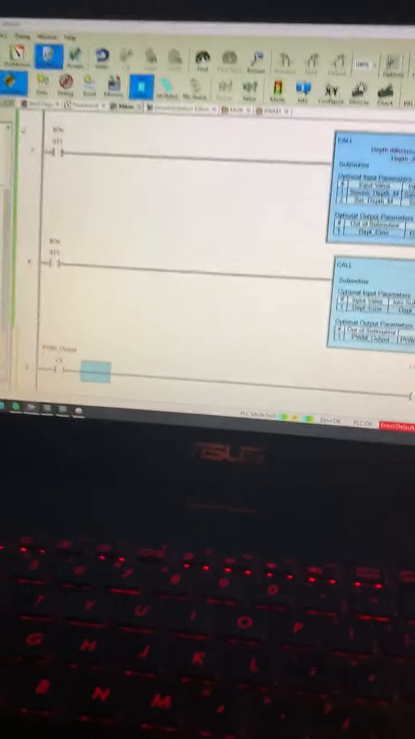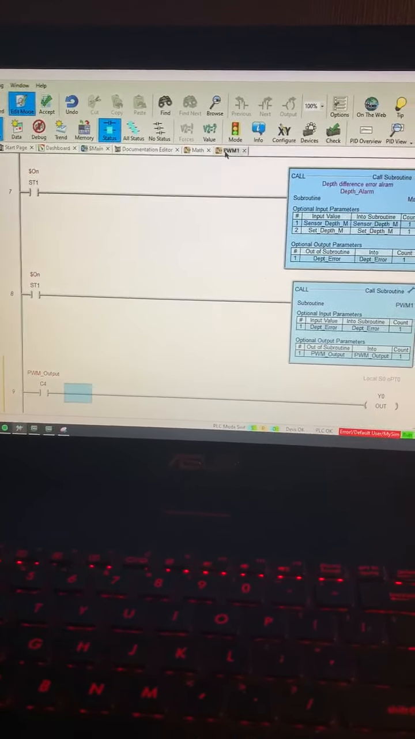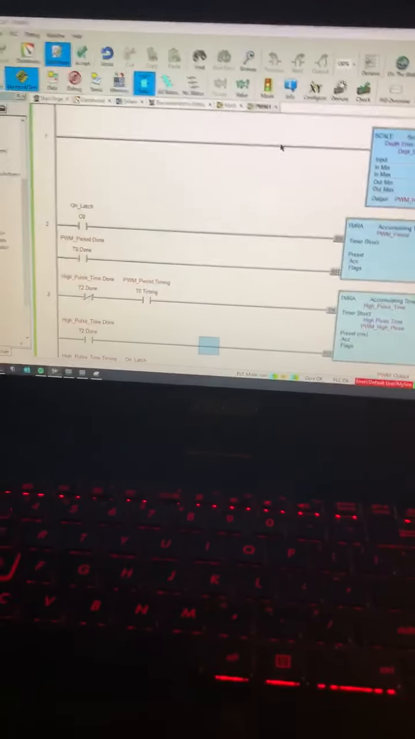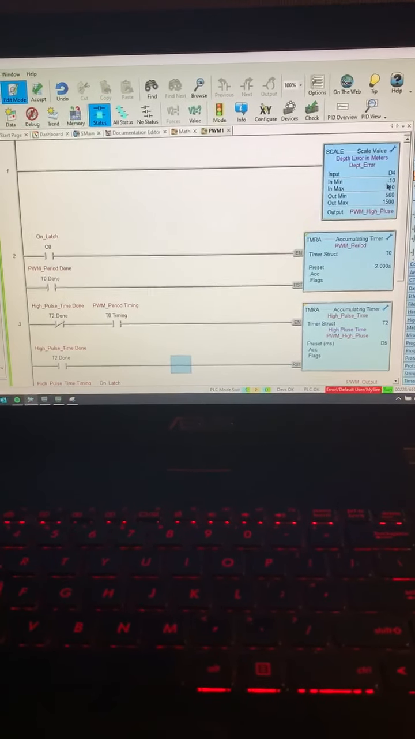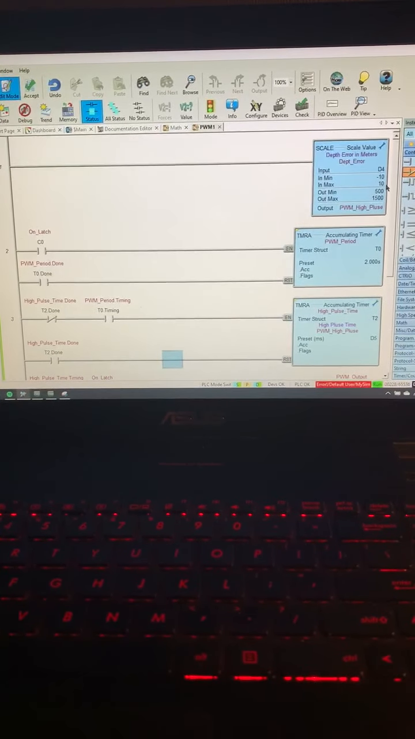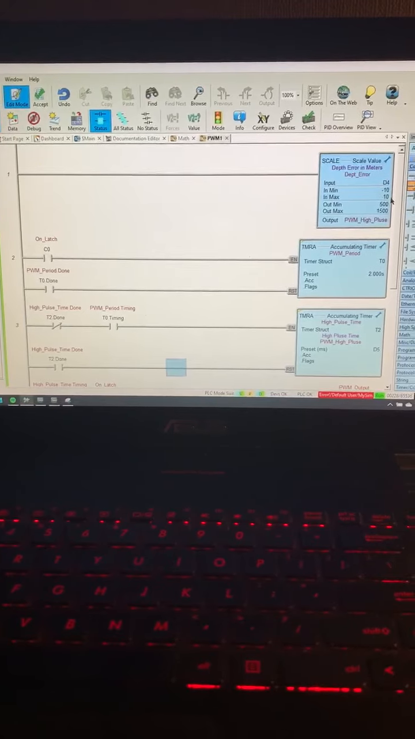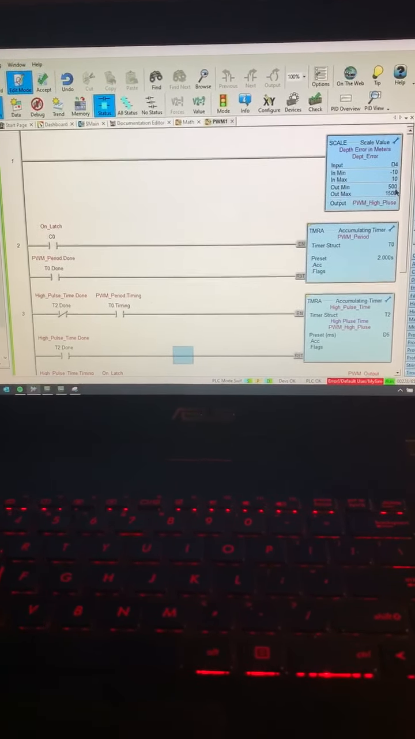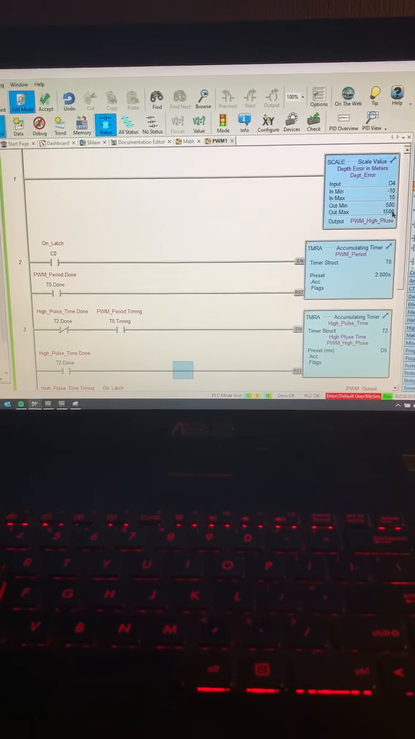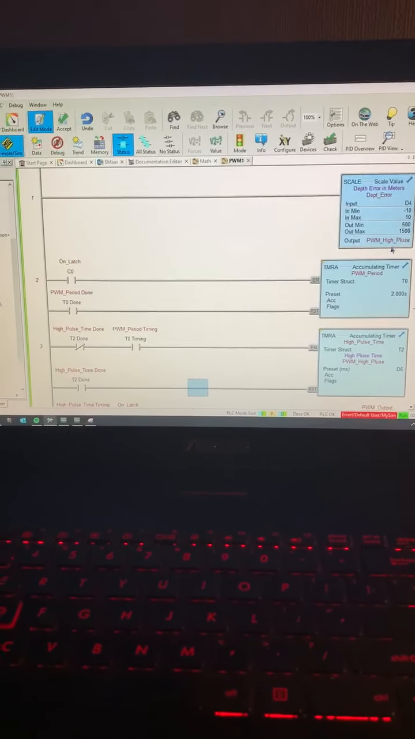So if we go look at our pulse width real quick, I do have a problem with this. I ran out of time trying to troubleshoot. But what this does is it takes the -10 to 10 minimum to maximum and changes it to 500, which is 0.5 seconds, to 1500, which is 1.5 seconds.